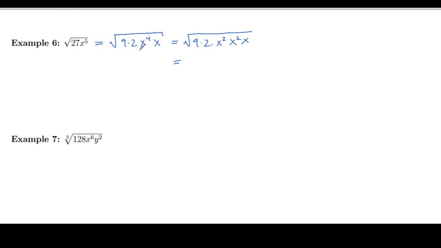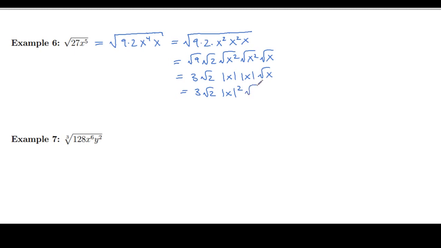Okay. So this is the square root of 9, square root of 3, square root of x squared, square root of x squared, square root of x. So the square root of 9 is 3, square root of 3 stays the square root of 3, x squared. Now here's where you gotta be careful, right? This is actually absolute value of x, this is absolute value of x, and this is square root of x. So what you have is 3 square root of 3, quantity absolute value of x squared.